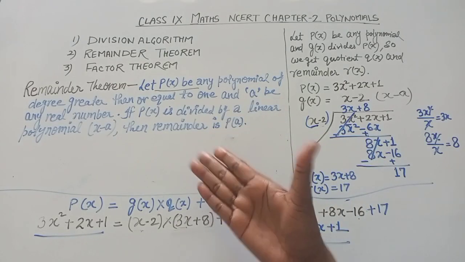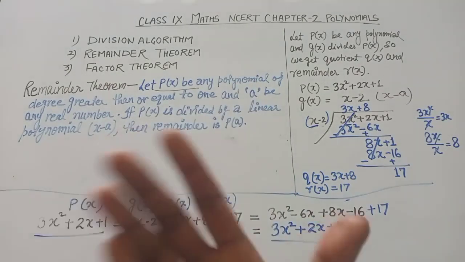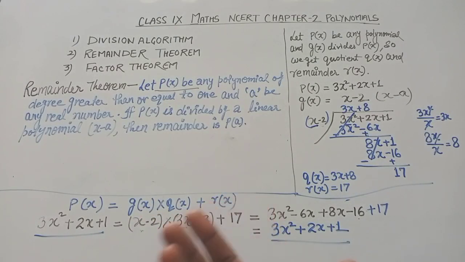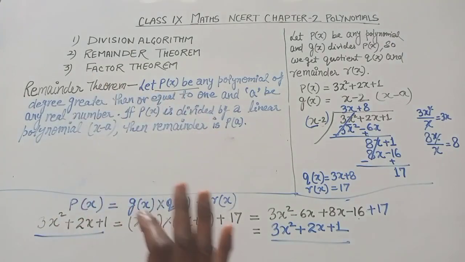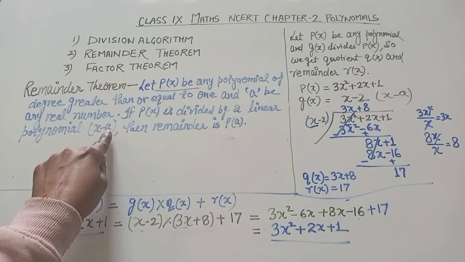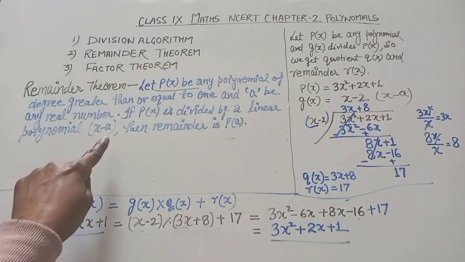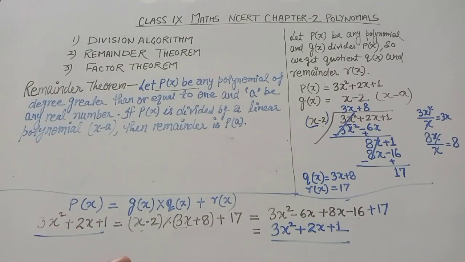What the remainder theorem has said is that p(x) is any polynomial whose degree is greater than or equal to 1, and a is any real number. a is nothing but a real number. It may be root 2, it may be minus 1, minus 3, 4, 5, 6, whatever real number. If p(x) is divided by a linear polynomial x minus a, where a can be anything, if a is minus 1 it becomes x plus 1, if a is 1 it becomes x minus 1. So if x minus a divides this p(x), what remainder will we get? It will be p(a). The remainder will be p(a).